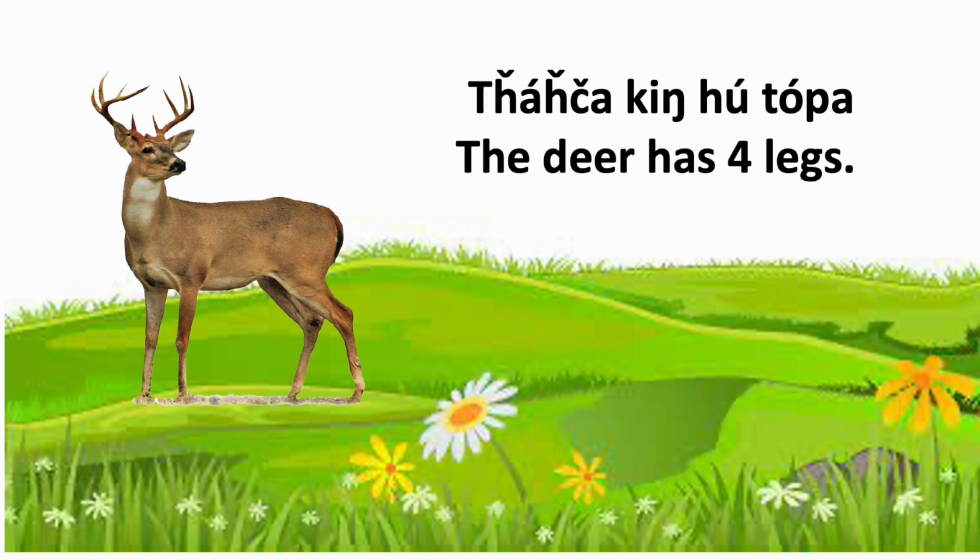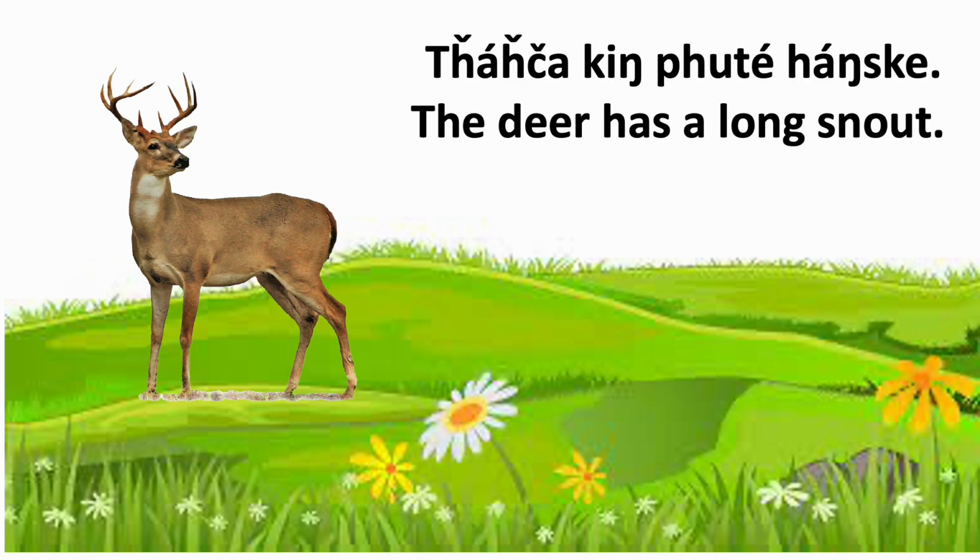Following the sequence, takhja ki hu topa. The deer has 4 legs. Takhja ki hu topa. Takhja ki pute hanske. The deer has a long snout. Okay, so it only has 1 snout. It doesn't have 2 snouts. So we're not going to reduplicate hanske.